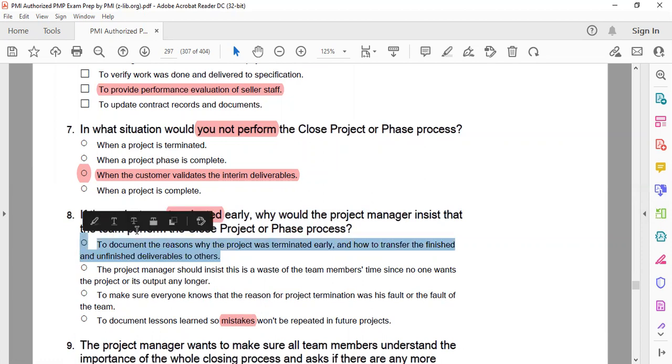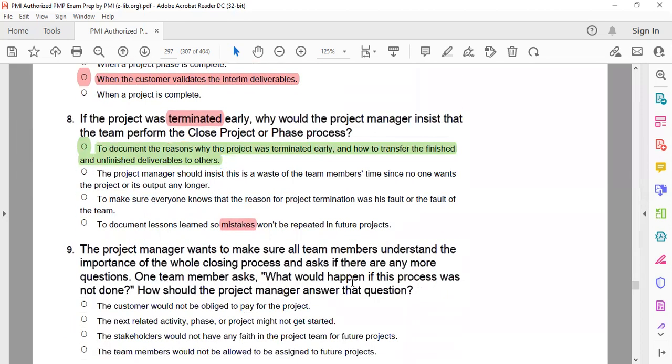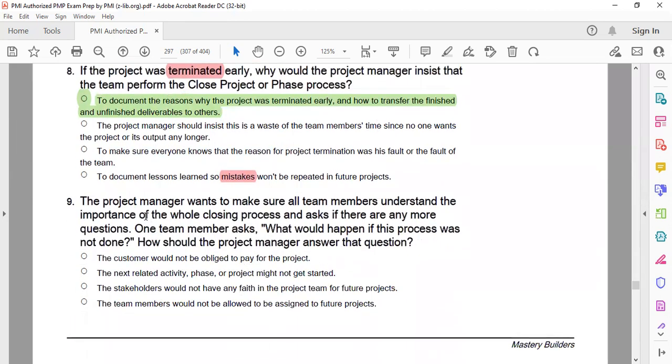And all of you are convinced, right? I am not doing the autocratic style. We are convinced with the answers. Next: the PM wants to make sure all team members understand the importance of the whole closing process and asks if there are any more questions. One team member asked what would happen if this process was not done. The customer would not be obliged to pay. The next related activities might not get started. Stakeholders wouldn't have any faith in the project. Team members wouldn't be allowed to be assigned to future projects.